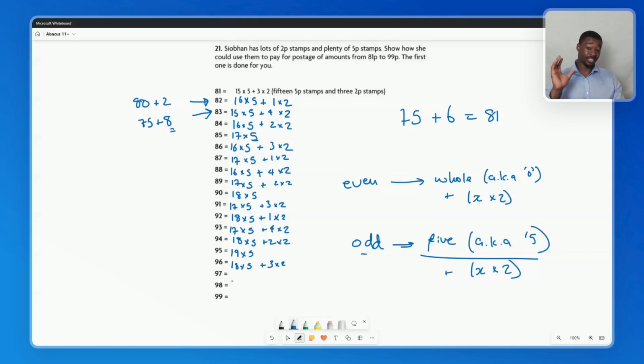97, go to 95, 19 times 5. Add the 2, 1 times 2. 98, well, we're going to go to 90, which is 18 times 5. And then we're going to add on the remaining 8. So 4 times 2. 99, go to 95. 19 times 5. Add the 4, 2 times 2. Okay, there we go. That's our answer.